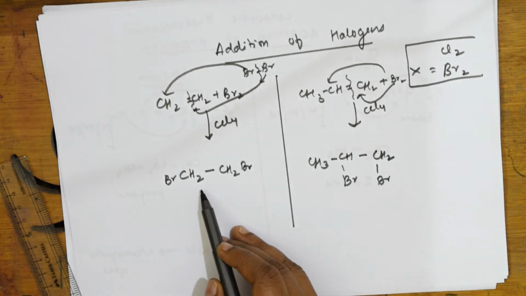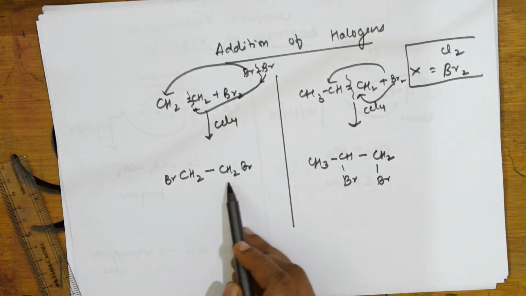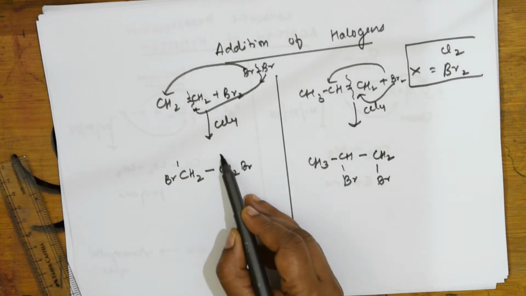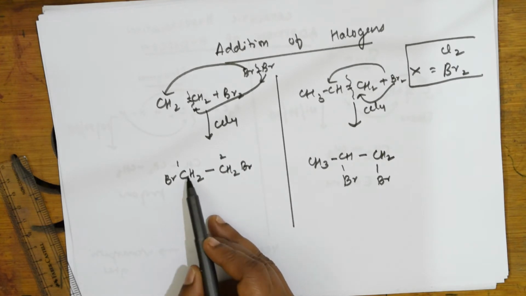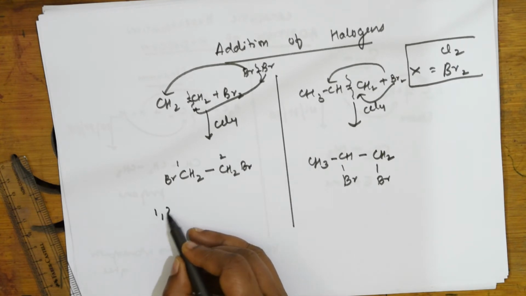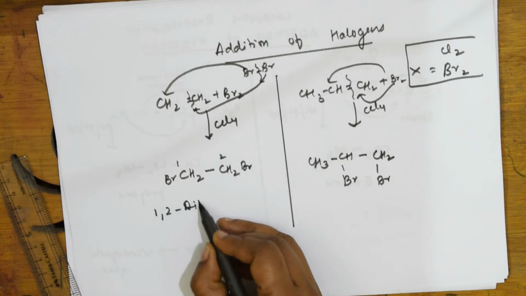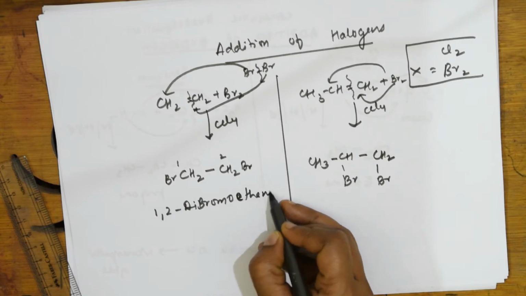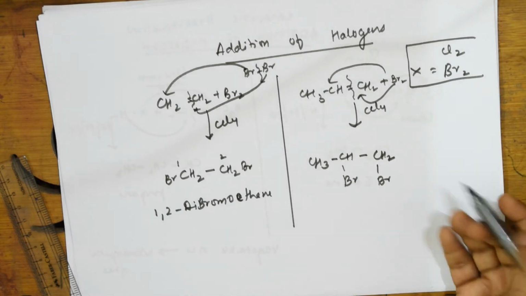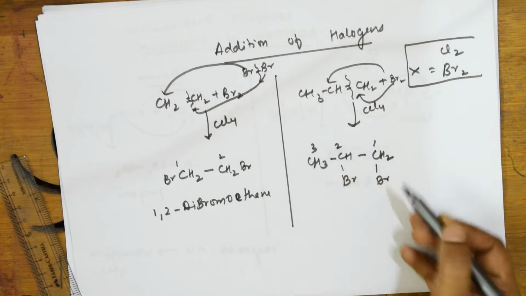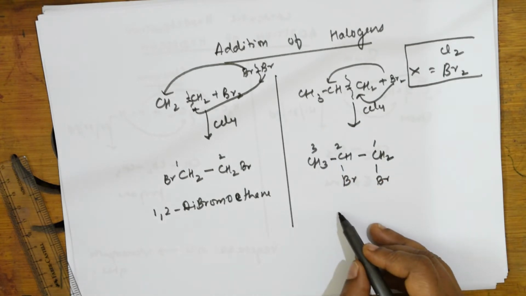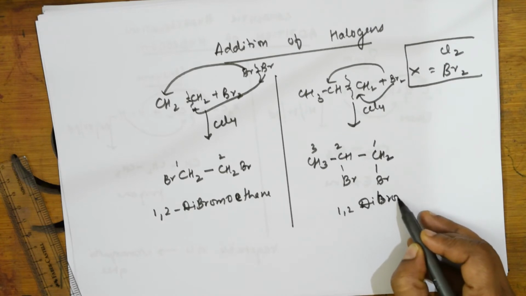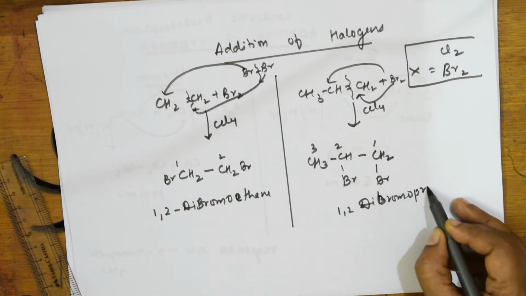What is the name of this compound? Here we have two carbons, so that is ethane basically. Where are the positions? This is 1 and this is 2. Now name the compound: 1,2-dibromoethane. Now let us name this compound. Again, this is 1, 2, 3. We already know it should get the minimum number, so name it 1,2-dibromo. How many carbons? 3 carbons, so it is propane.